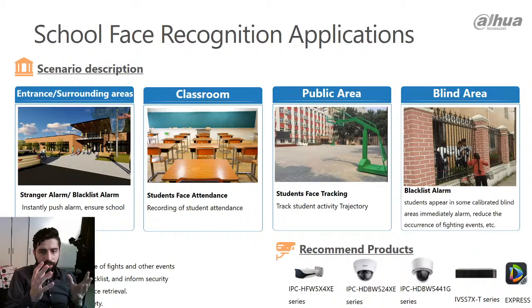We can also use it for the public area, for student face tracking: where did Ahmed go in this day. For the blind area, for example, we can see these guys trying to buy something from this lady. So this lady is not recognized through the camera. Okay, we can see that it can trigger an alarm for a blacklist person, so the guards can approach that incident.